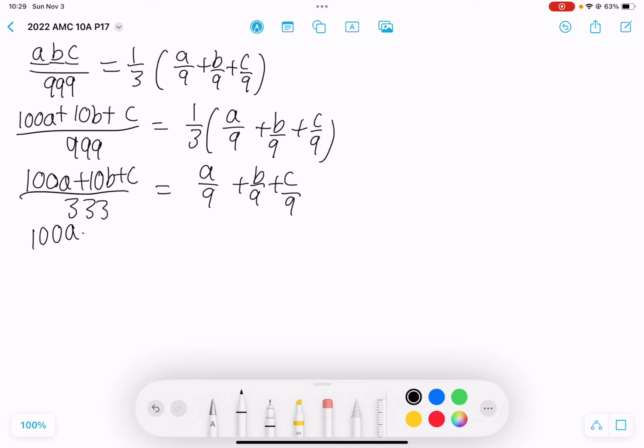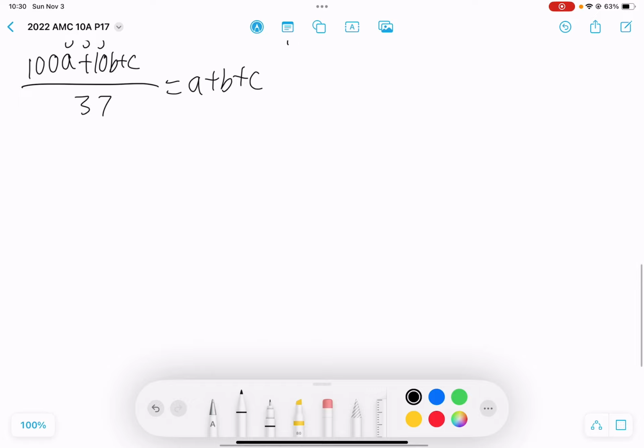We have 100a plus 10b plus c over 37 equals a plus b plus c. Again, we don't want the 37. Can't really work with it. It's a prime number that is really random. So let's multiply both sides by 37, so we have all integer coefficients. On the right-hand side, we have 37a plus 37b plus 37c. So this is where it gets hard.